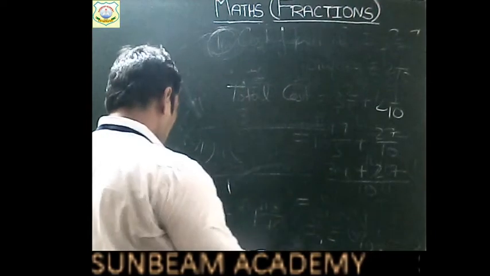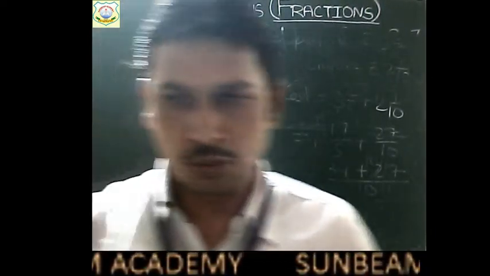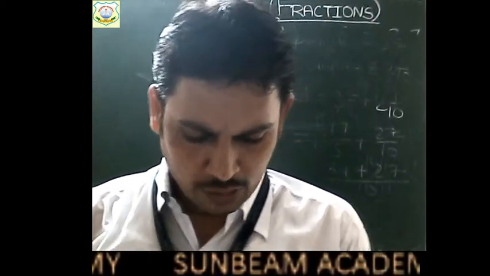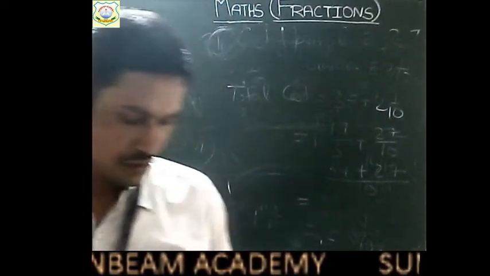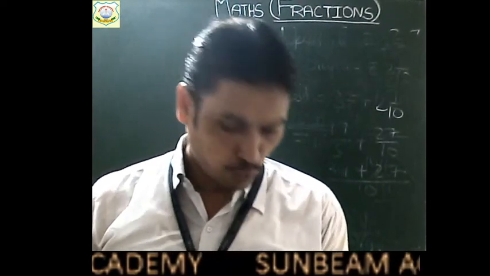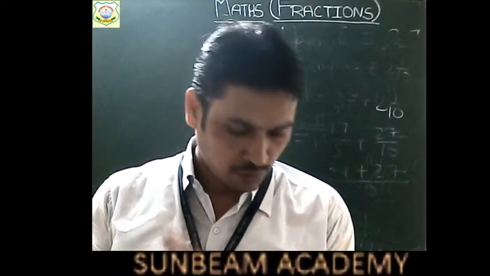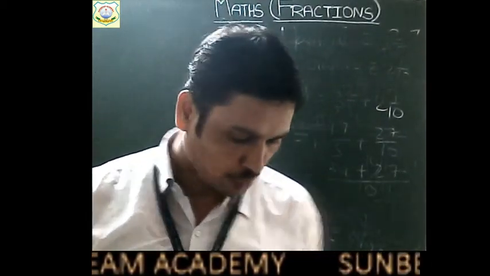So in question number 17, children, she bought 4 whole 1 by 2 meter of cloth for kurta and 2 whole 2 by 3 meter of cloth for her pajamas. So how much cloth did she purchase in all? Obviously, children, you have to add. To find the total length of cloth, you have to add the length of cloth for kurta plus the length of cloth for pajama.